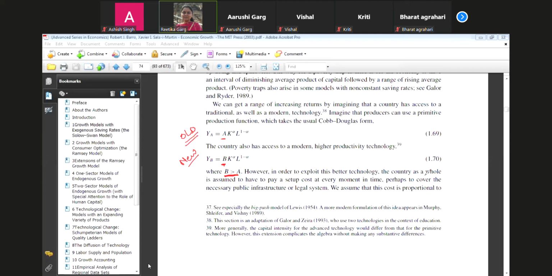Now, what we are also assuming is that the country as a whole has to pay a setup cost at every moment of time to cover the necessary public infrastructure or legal system. So there is some cost involved in setting up this modern technology, and this cost is proportional to the labor force. Every unit of labor must pay b units as cost to set up this technology. So the total cost to the government will be b times A.